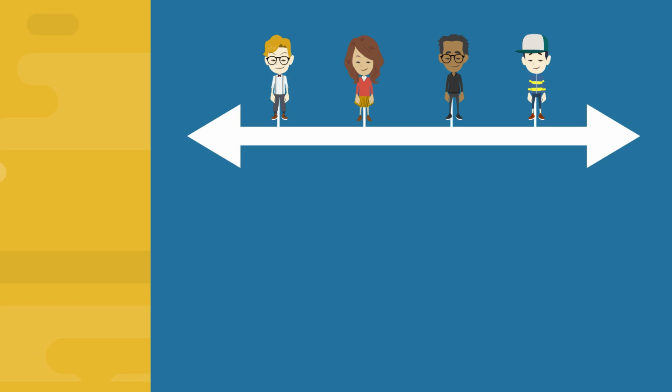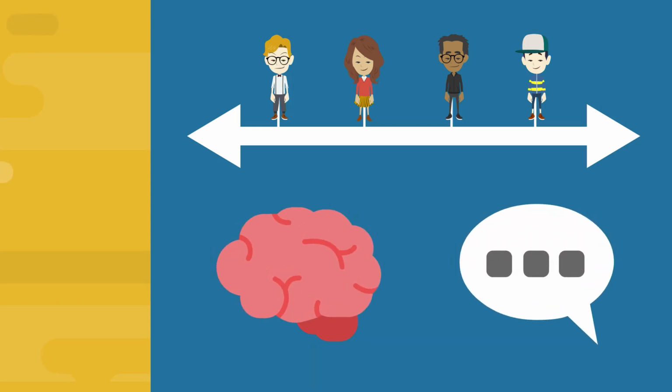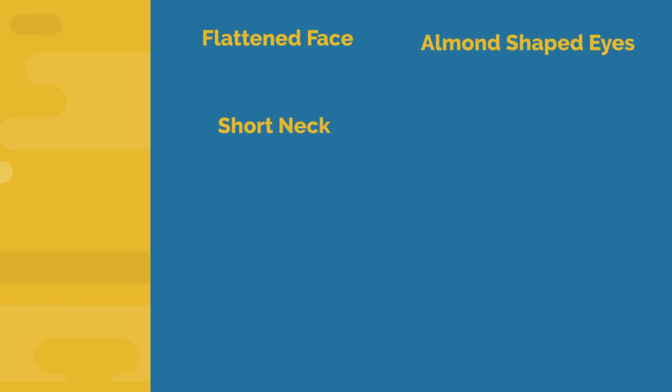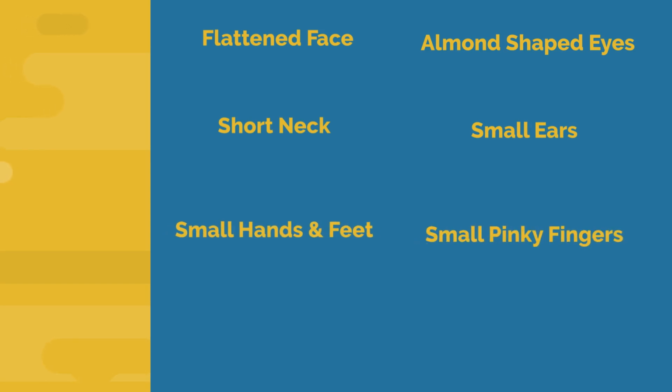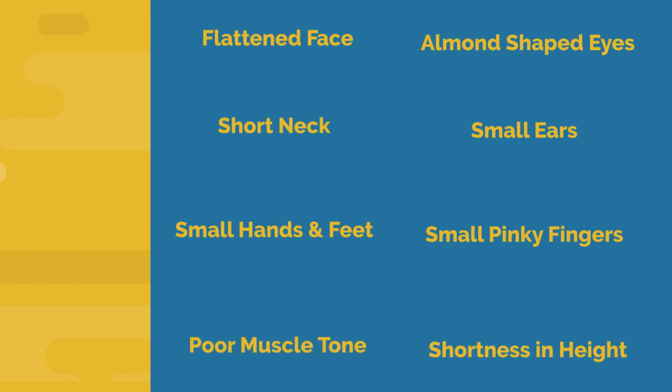Most people with Down syndrome have some type of developmental disability, affecting their language or memory. In addition to that, some common physical features, according to the CDC, include a flattened face, almond-shaped eyes that slant up, a short neck, small ears, small hands and feet, small pinky fingers that sometimes curve towards the thumb, poor muscle tone or loose joints, and a shortness in height.